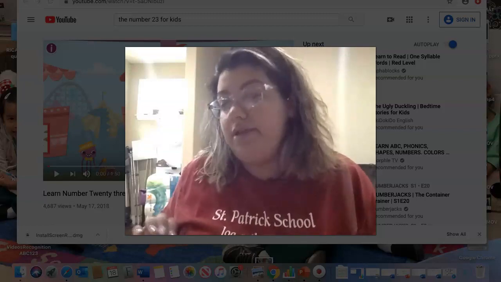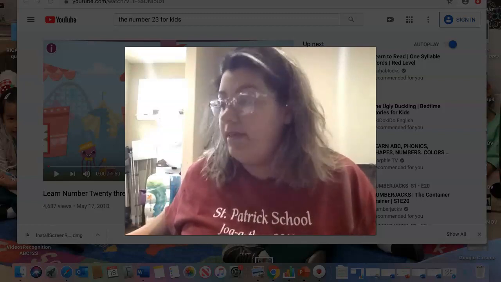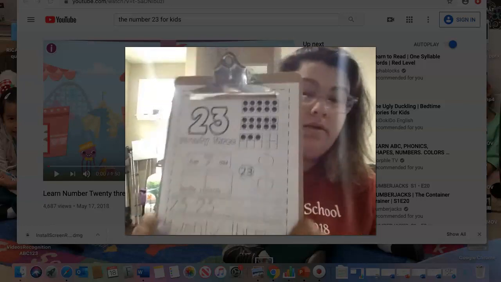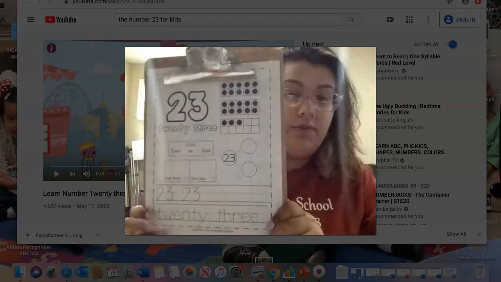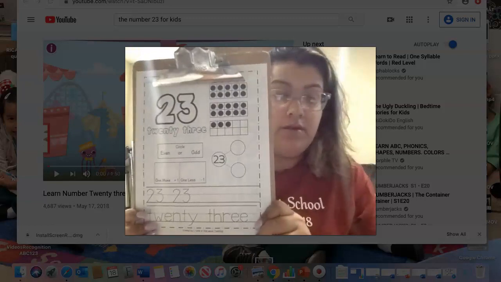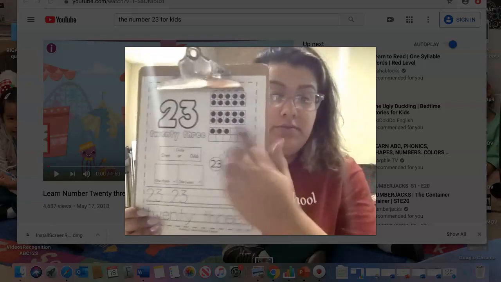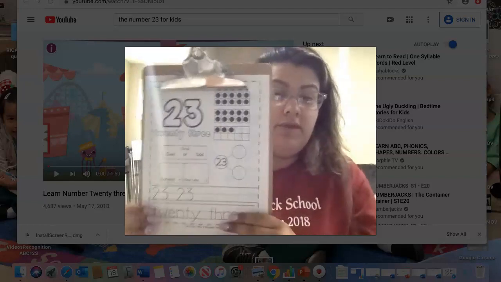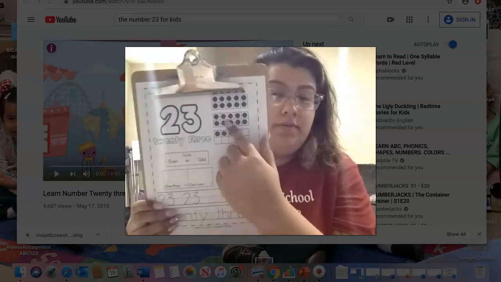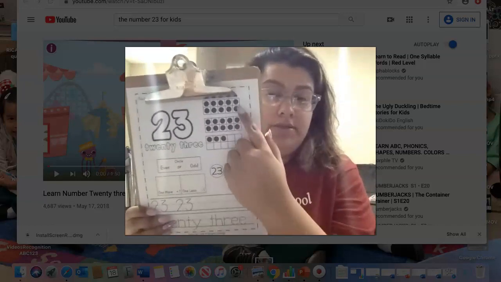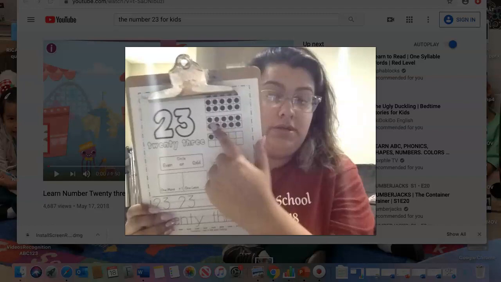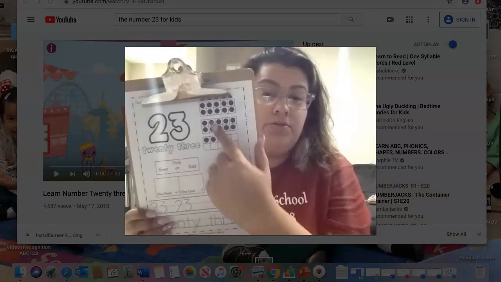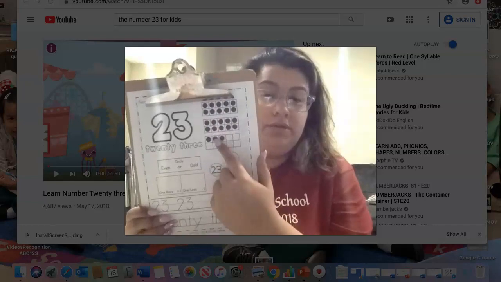Okay, friends, so now it is time for math. I have given you this page for today. So remember, we are on the number 23, and we're going to actually do this page together. Okay, so here's our number 23, and then we have our 30 frame. Okay, 10, 20, 30. So we have 30 boxes total, but we have 23 dots.